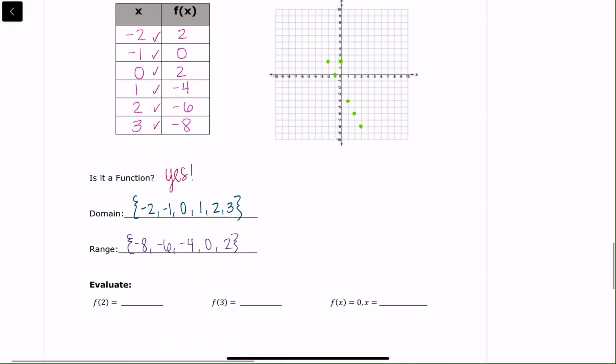And my last piece, it wants me to evaluate f of 2. And I'm still using these points from above. Remember that 2 is going to be an x value. So I go look at where 2 is an x value, and it gives me a y value of negative 6.